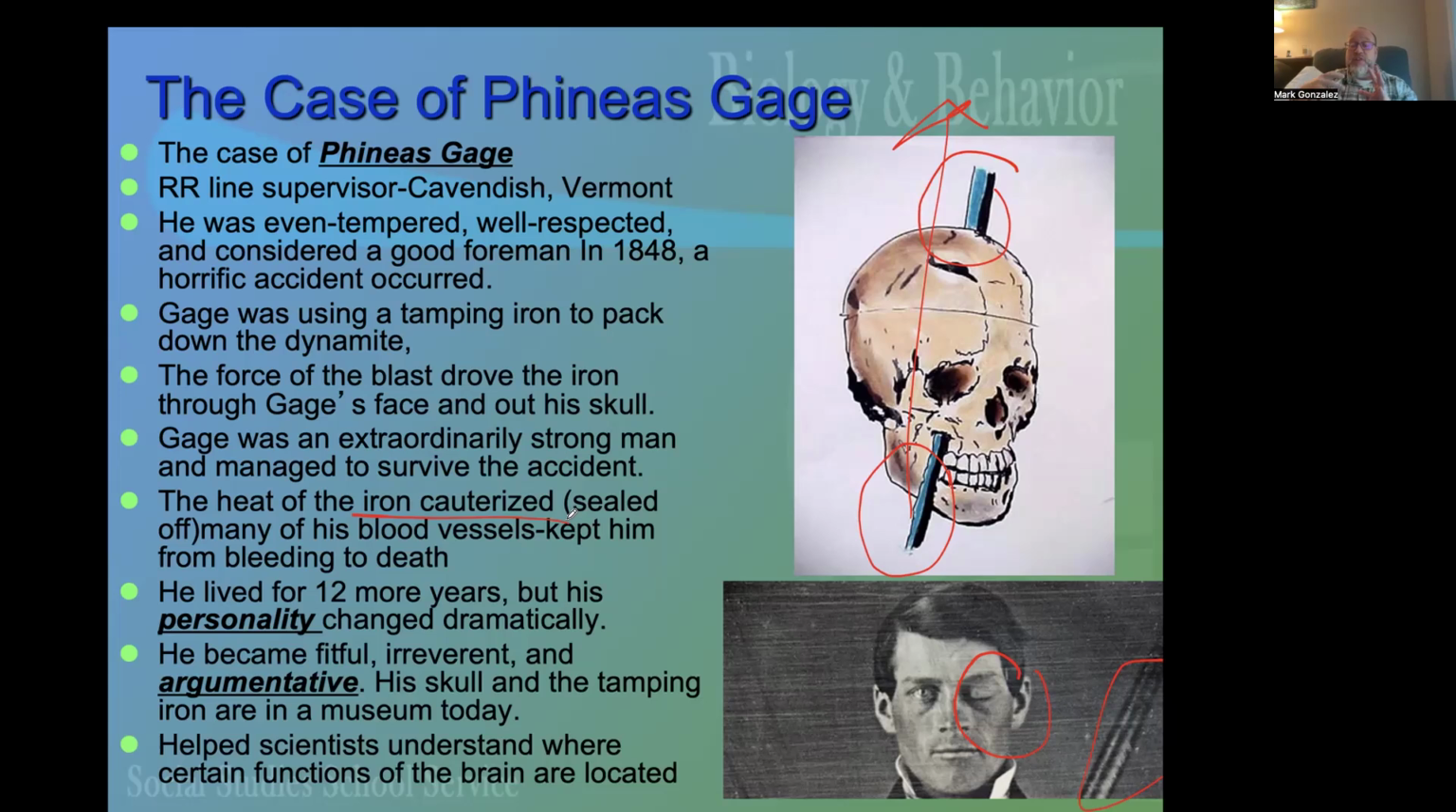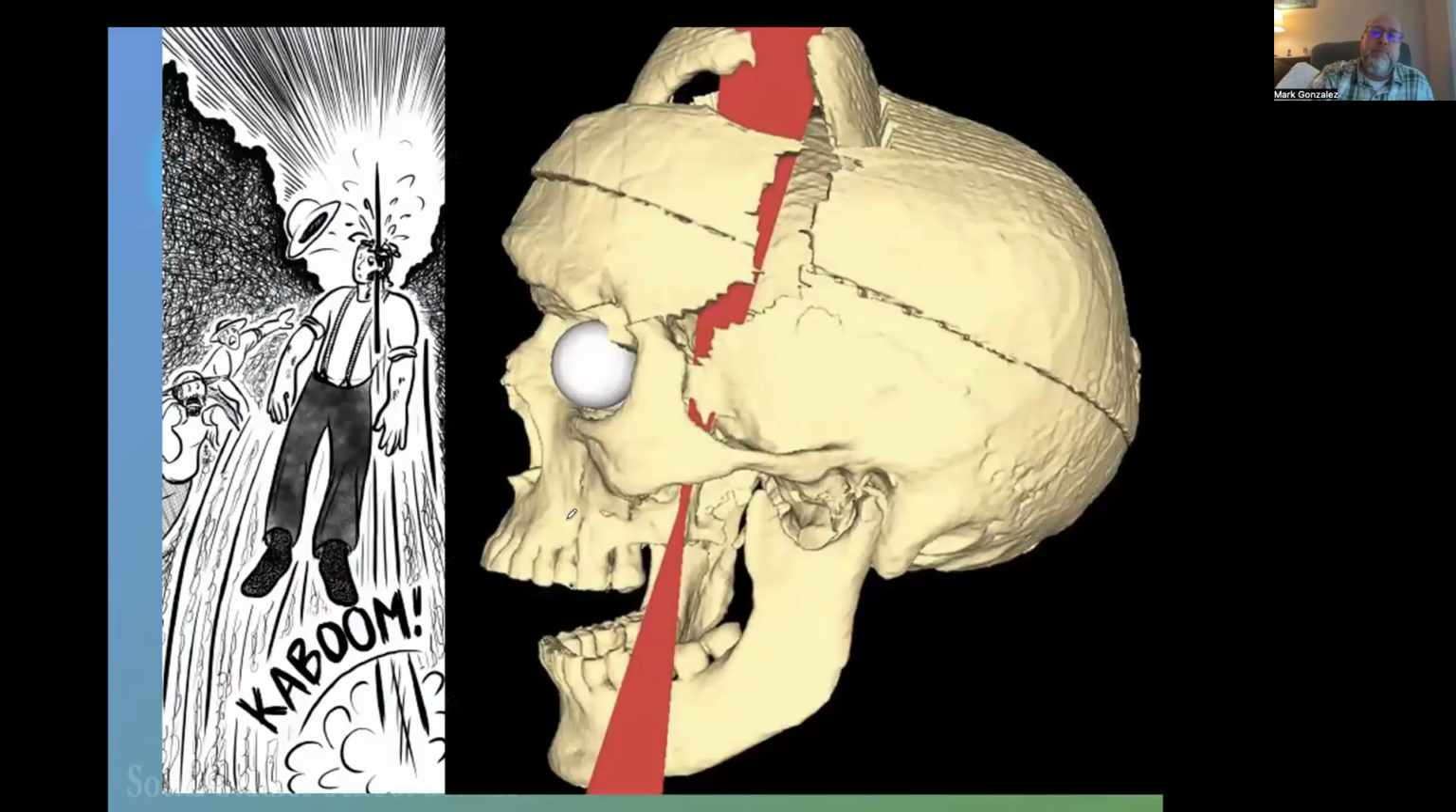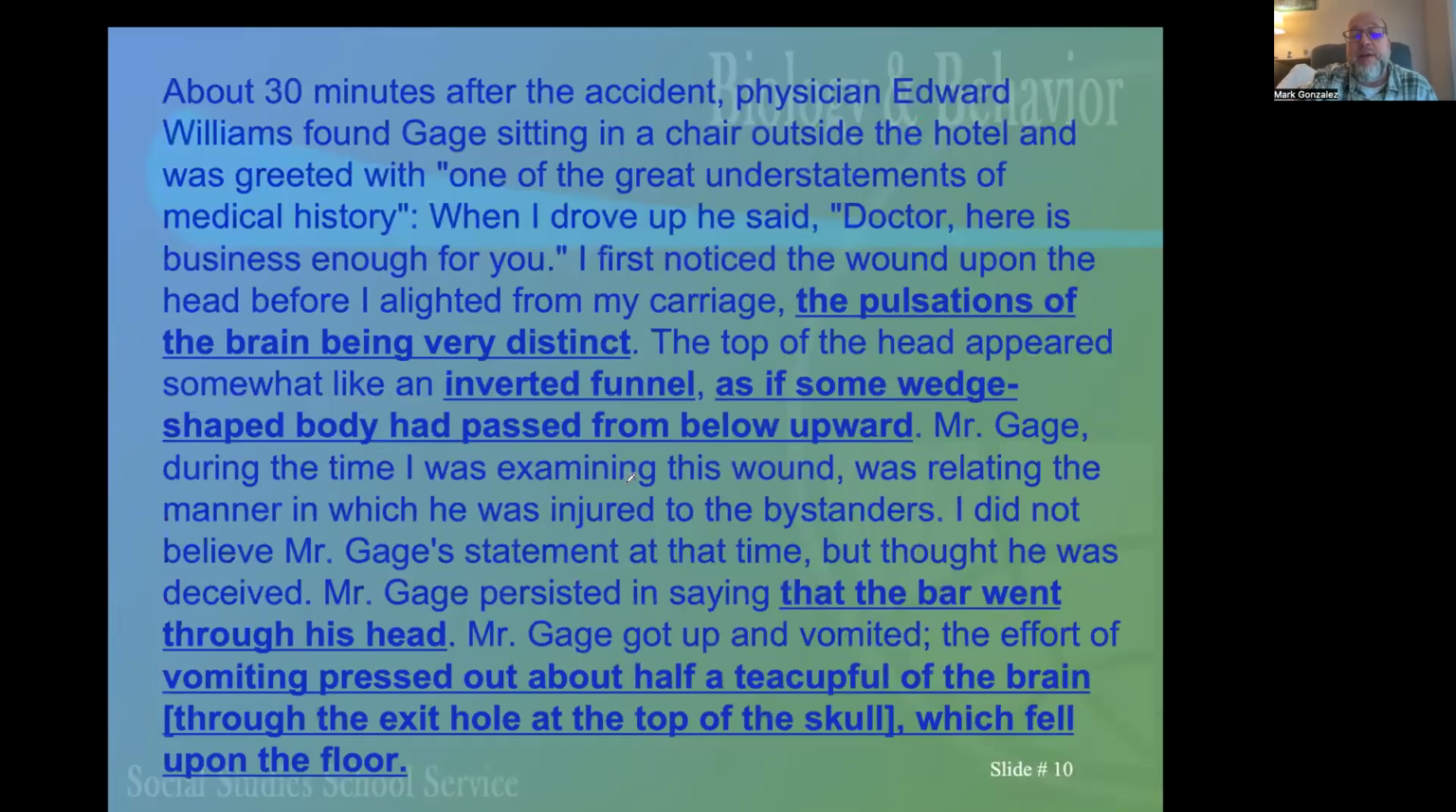Because afterwards, he was a pretty chill guy before, but afterwards he became kind of unpredictable. He would be nice at times, but other times he would get very fitful, irreverent, would cuss uncontrollably, very argumentative. So they realized, okay, that's definitely what's going on. And his skull, by the way, and the actual tamping iron we still have today. It's in some museum. Here's something actually showing exactly where it went through.